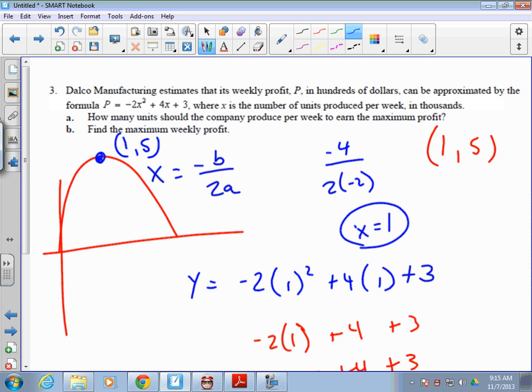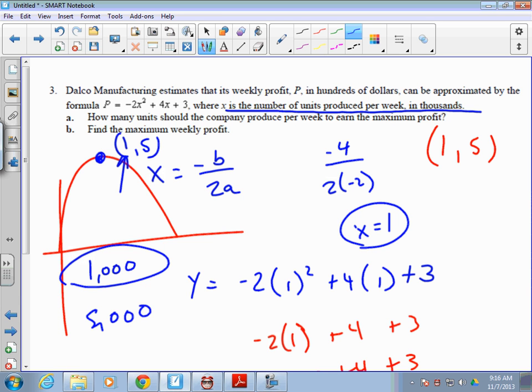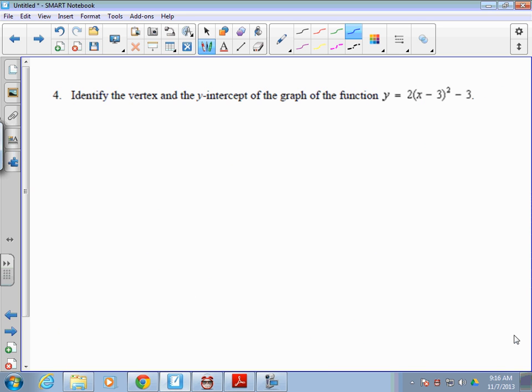And again, it told us here, it said x is in thousands. It says where x is the number of units produced in thousands. So this x right here would be 1,000 drills. Oh, not drills this time. Now we're talking about whatever their profit is. Drills was the last one. So 1,000 units. And then what is their profit? The y value is in thousands too. So $5,000 is their profit. So (1, 5) is what you need to know: 1,000 and 5,000. Whole lot faster than doing it the other way.